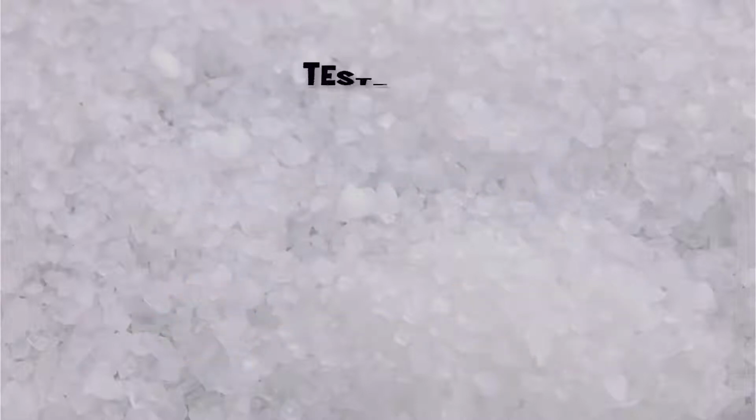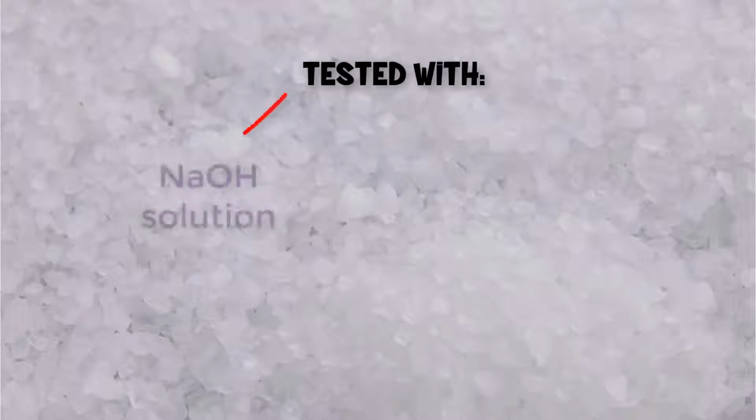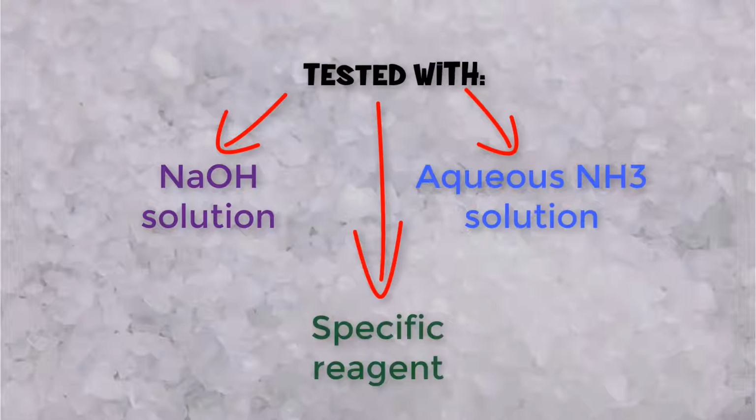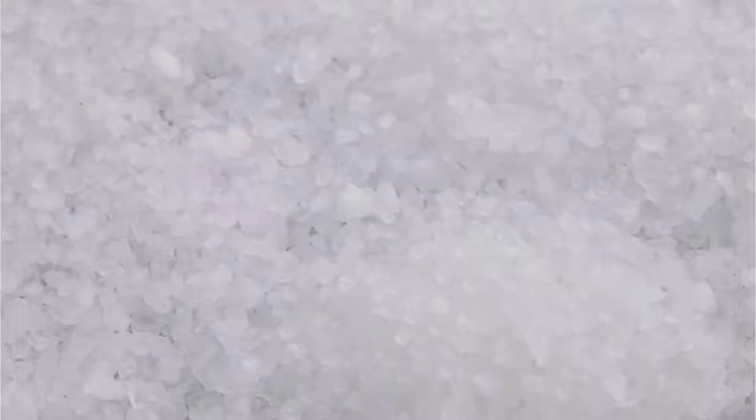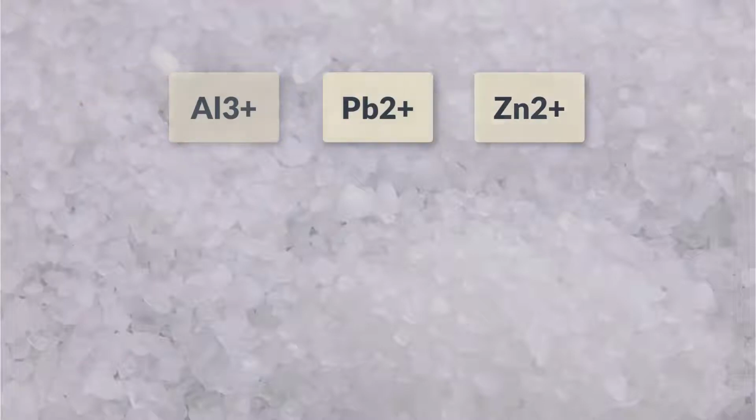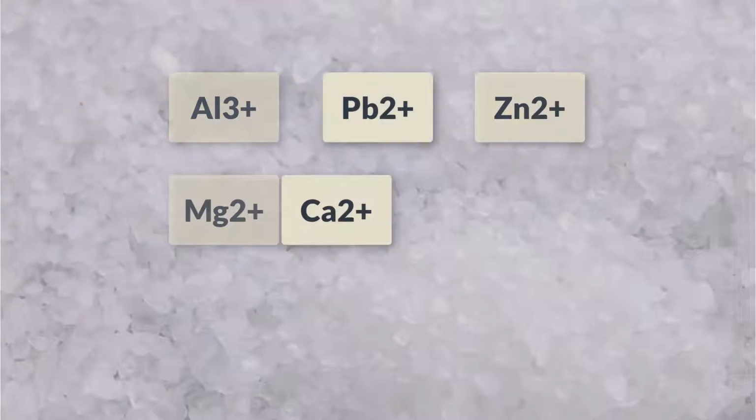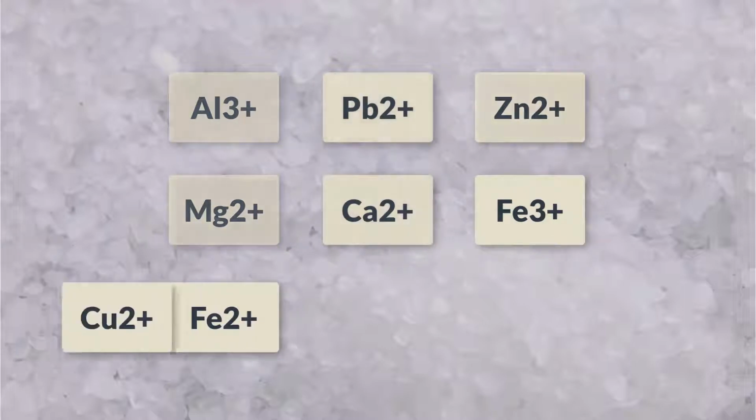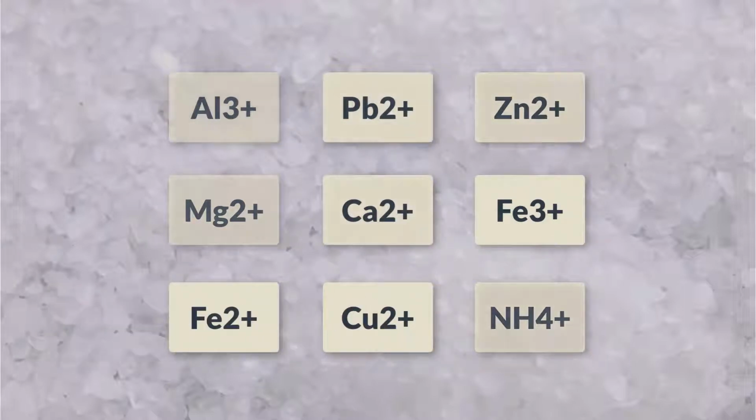The aqueous cation solution is then tested with sodium hydroxide solution and aqueous ammonia solution. Then, a specific reagent is added as a confirmatory test. The cations that are usually tested are aluminium ions, lead-2 ions, zinc ions, magnesium ions, calcium ions, iron-3 ions, iron-2 ions, copper-2 ions, and ammonium ions.